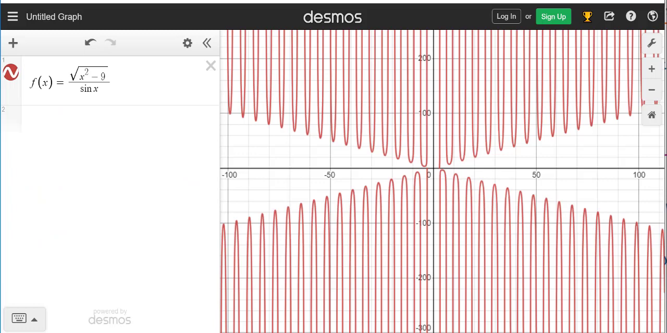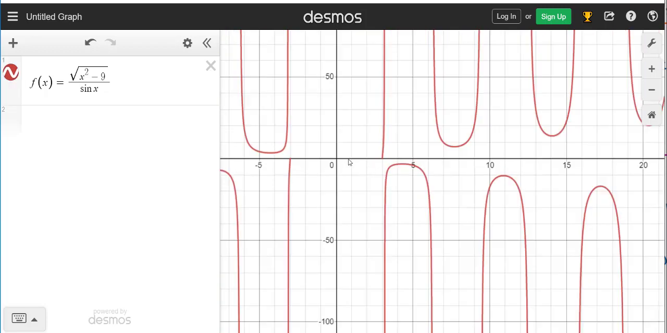Okay, so let's look at this graphically here. I have typed in the function square root of x squared minus 9 all over sine of x. And it is an interesting looking function here. So we're going to zoom in and just take a look at the piece that we want to look at. And as I do that, I want you to pay attention to the x equals 3. So when we get to that point, I want you to see what that looks like. Okay, here might be a better window.